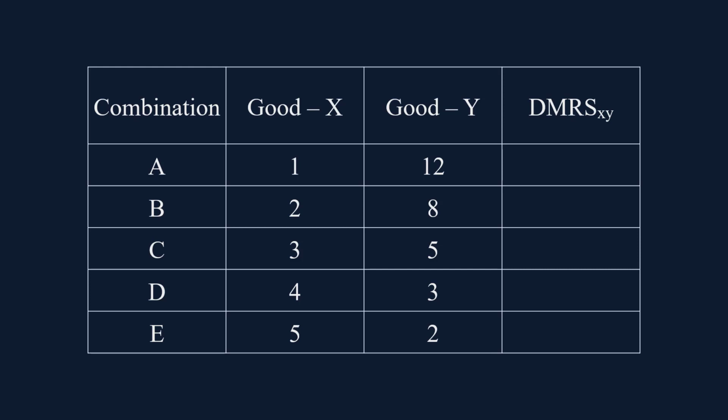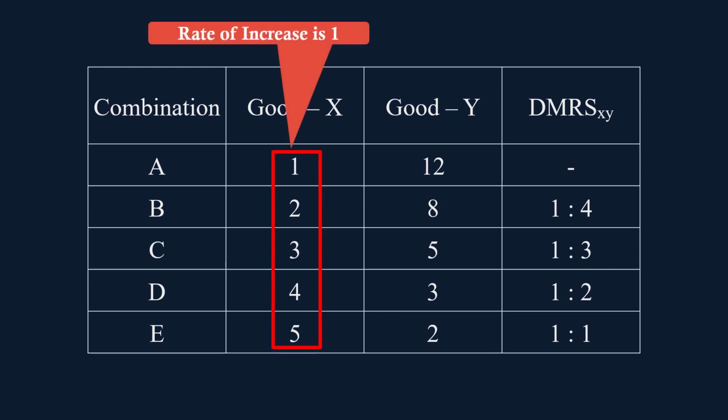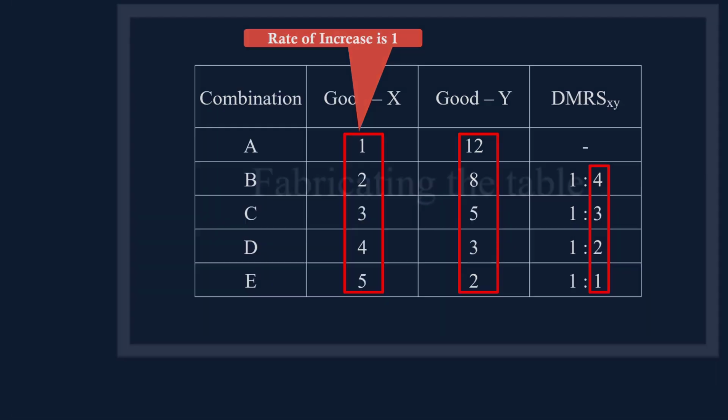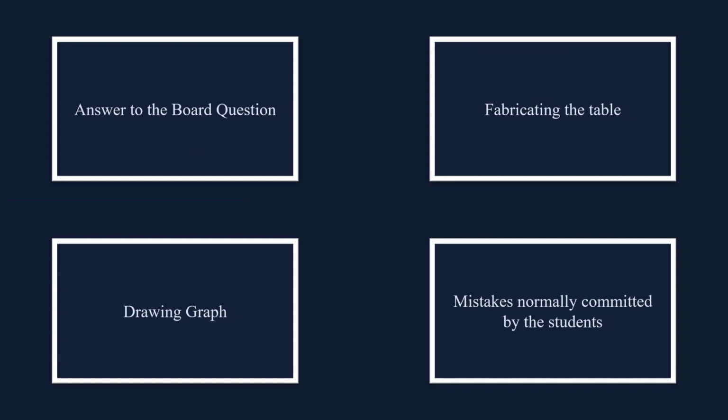Use the value you have deducted to form the ratio. No rate of exchange for combination A. Put a dash mark. For B, 1 is to 4. For C, 1 is to 3. For D, 1 is to 2. And for E, 1 is to 1. Note, the rate of increase of good X is 1. Rate of decrease of good Y is falling as 4, 3, 2 and 1. Yes, you have completed the table.